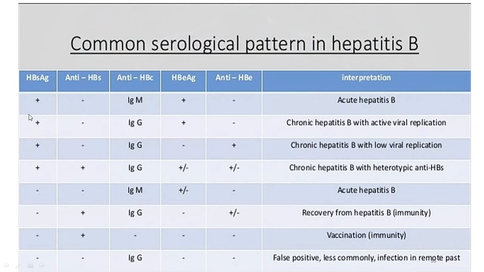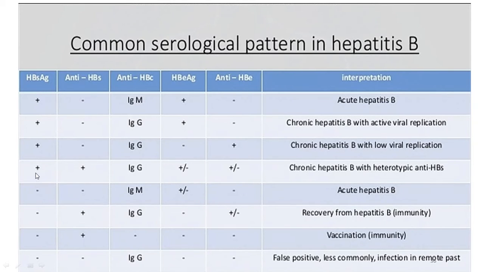So what happens if the patient is HBsAg positive, still the antibodies have not occurred and IgM is present? That means it is acute hepatitis B. HBsAg positive, anti-HBs negative, IgG positive, HBeAg positive, that means chronic hepatitis B, because IgG with active viral replication, because HBeAg is still there. HBsAg is positive, IgG is positive, anti-HBe is positive. That means chronic hepatitis with low viral replication.